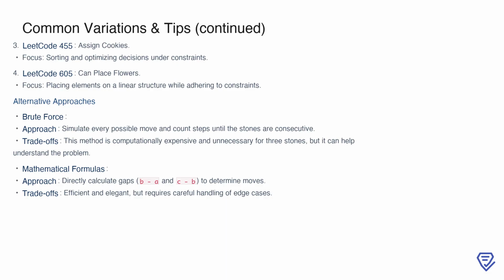In terms of alternative approaches, one option is a brute force method. This involves simulating every possible move and counting the steps until the stones become consecutive. While this approach can help you better understand the problem, it is computationally expensive and unnecessary for just 3 stones. A more practical approach involves using mathematical formulas to directly calculate the gaps BA and CB to determine the moves. This method is efficient and elegant, but it requires careful handling of edge cases to ensure correctness.